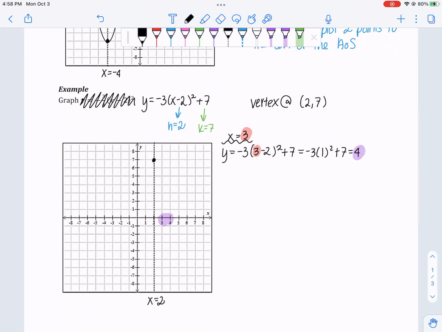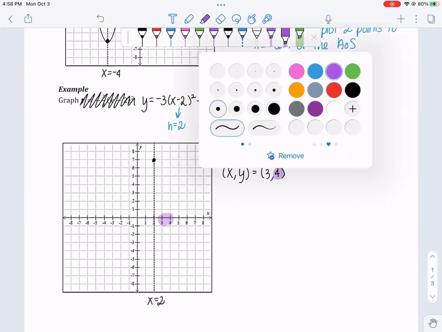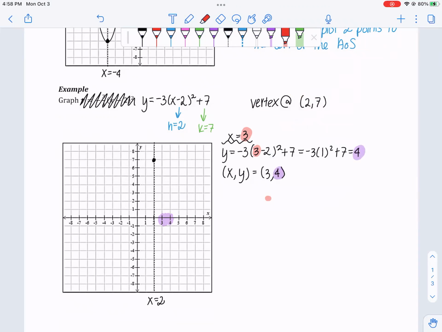So the coordinate point is the point 3. I'll write it like this. The x comma y coordinate point is 3, 4. The 4 from the y value, the 3 from the x value. So let's see. 3, 4. Using symmetry to plot the other point. Right, so this is 1 unit away. On the other side, 1 unit away is another point.